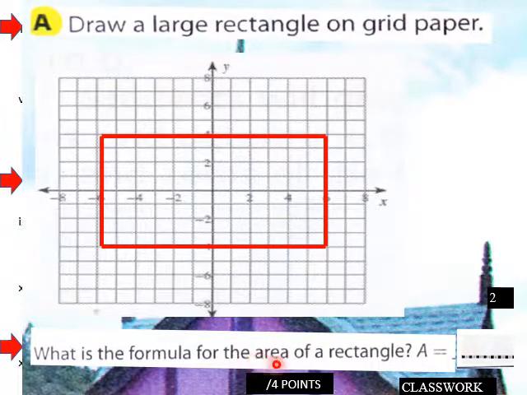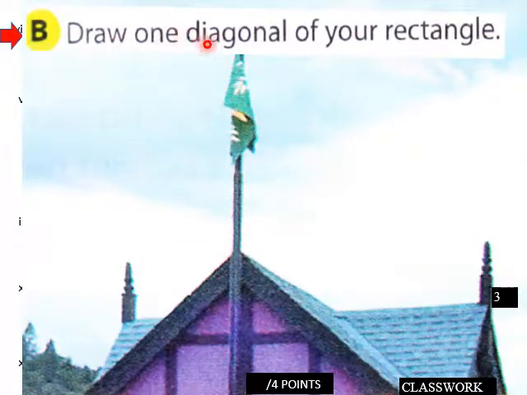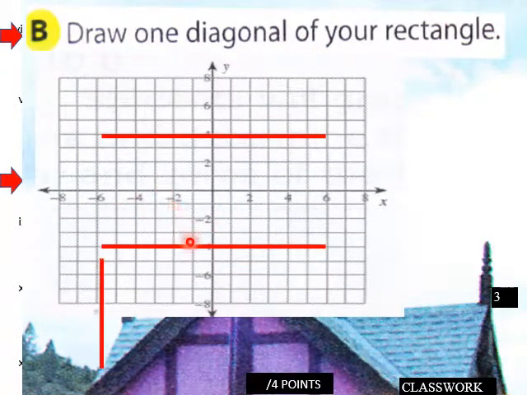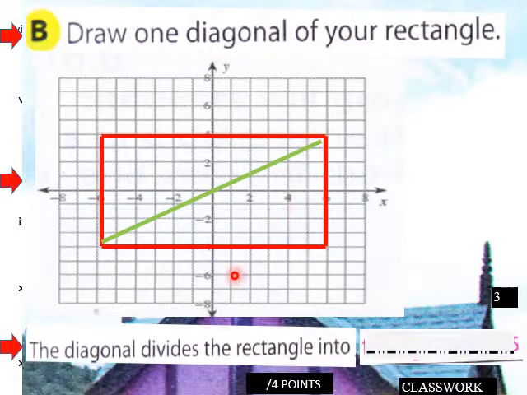What is the formula for the area of a rectangle, class? Area equals what? Base times height. So we can call this our base here, and then this stretch here will be our height. So the area of this rectangle will be base times height. B, draw one diagonal of your rectangle. So here's our rectangle again, and we're going to draw one diagonal. Here's a diagonal on this rectangle.